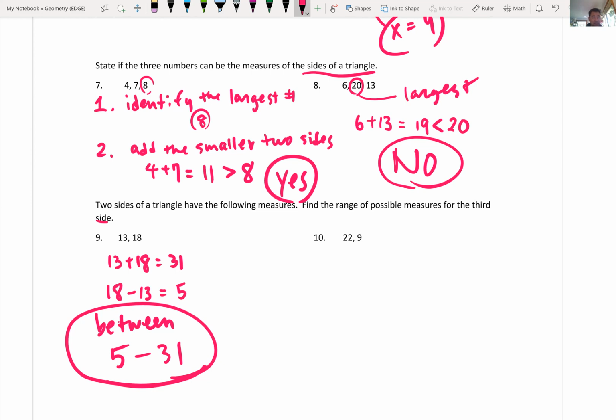Let's do the last question. So you do that by yourself. What is the range of the numbers that will work for number 10?